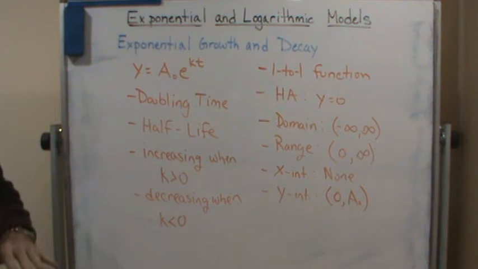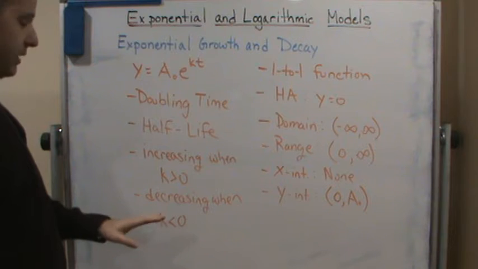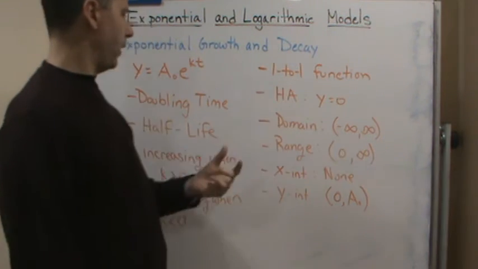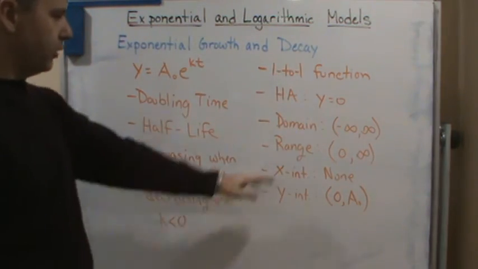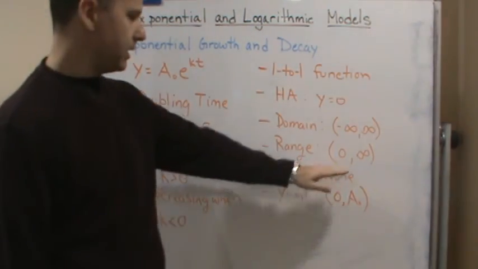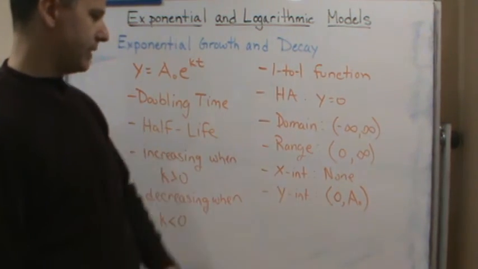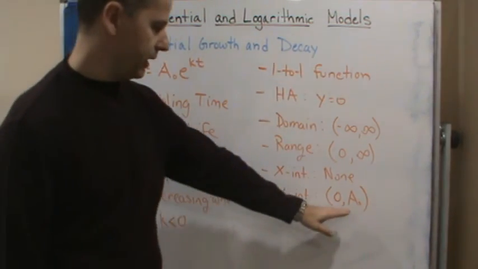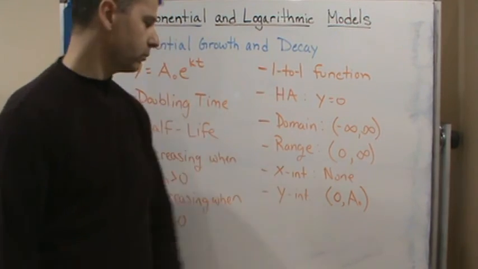Some of the other characteristics, and again, a lot of this is review. We've seen this before, but it behooves us to go over it anyway. This is a one-to-one function. The horizontal asymptote is y equals 0. The domain is all real numbers, and the range is all positive real numbers. There is no x-intercept, because of the horizontal asymptote. And the y-intercept is (0, A naught), the initial value.